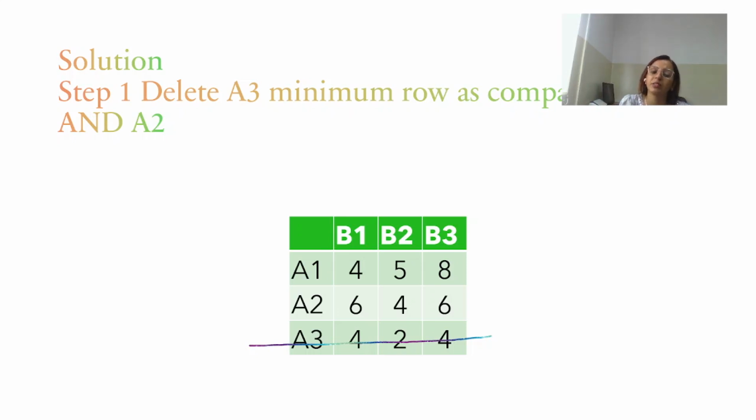Now the next step is to write down your reduced matrix. Now for player A you have 2 strategies, and for player B you have 3 strategies. This is step number 1, row dominance. You can use step 2 now.